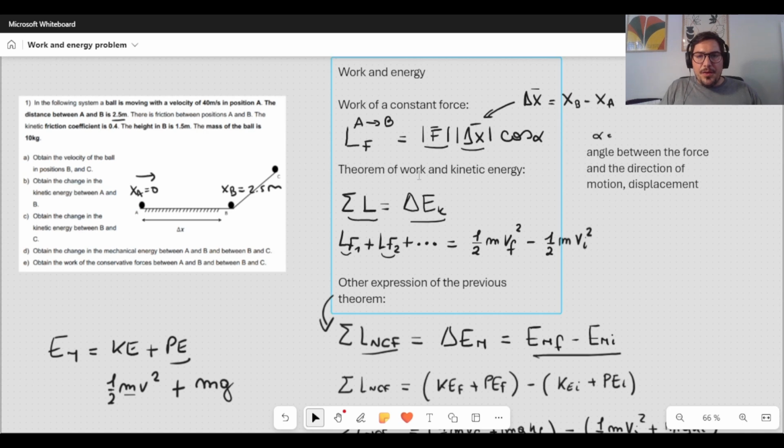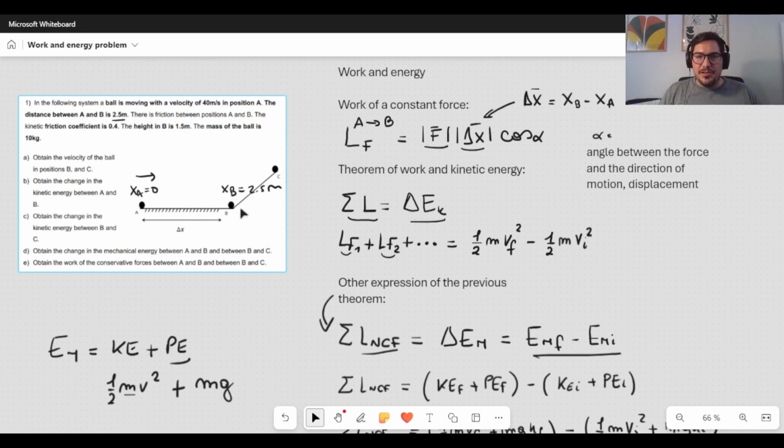Then we are going to apply the theorem of work and kinetic energy, which states that the sum of the works is equal to the change in the kinetic energy, the sum of each individual force. So if the object, in this case the ball, is under the effect of three forces, the work of force 1 plus the work of force 2 plus the work of the third force is equal to the change in the kinetic energy, which is final kinetic energy minus initial. Final kinetic energy is 1/2 of the mass velocity final square minus 1/2 of the mass velocity initial square. You can apply this theorem between the two positions that you want.